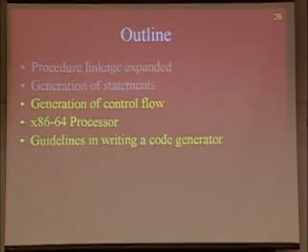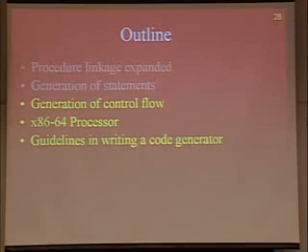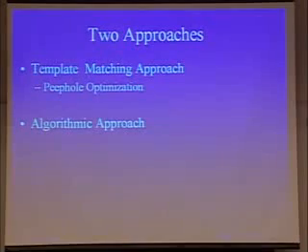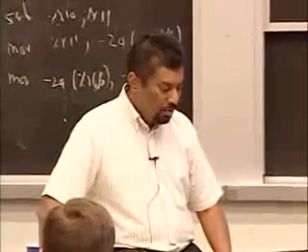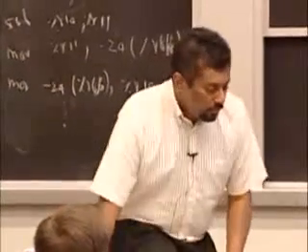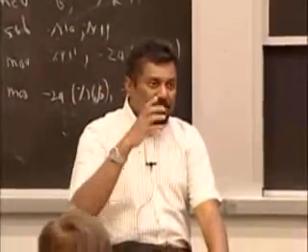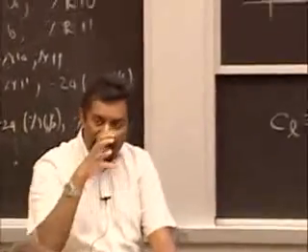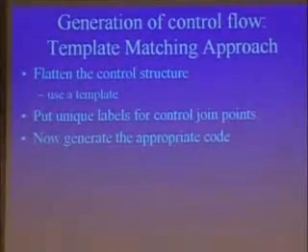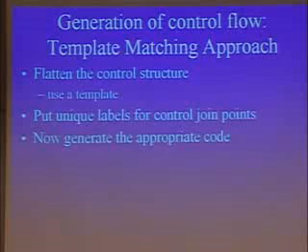Okay. The next thing we have to do after generating statements is generating control flow. There are two approaches to this. First is a template matching approach that we can easily do for Decaf. And the second is a more algorithmic approach. So let me go through both. The template matching approach is, for each construct, you have a very specific template, and we take the code and plug it into these templates. Since there are not too many control constructs in Decaf, this problem is not going to blow up in your face.